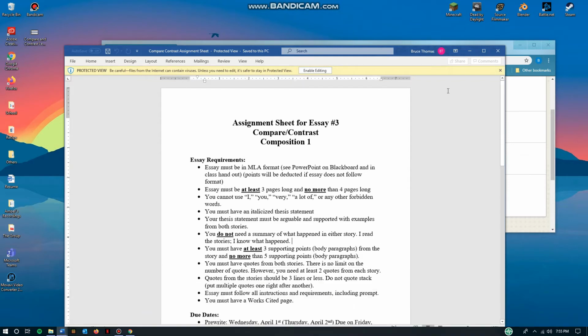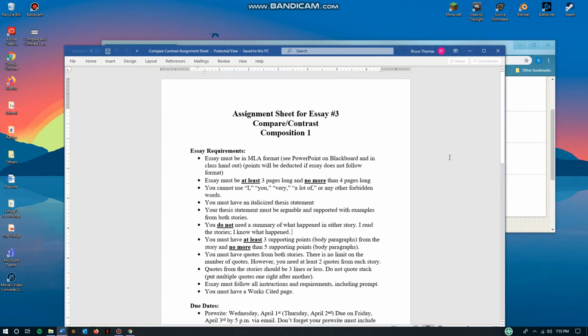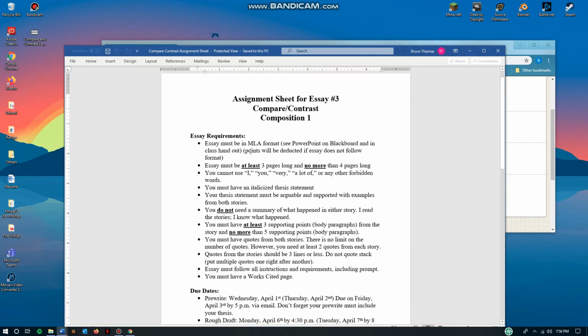So the compare-contrast essay. That's the one we're starting on. So in any compare-contrast essay, you are comparing and contrasting. Pretty simple. There's really not much else to say about what kind of essay this is. So for this essay, it will have to be in MLA format, as always. It must be at least 3 pages long and no more than 4 pages. And remember, you have to have 21 lines on that third page for it to be considered 3 full pages. So just keep that in mind.